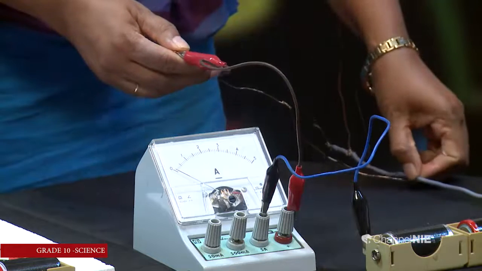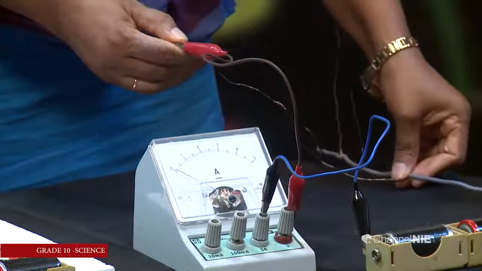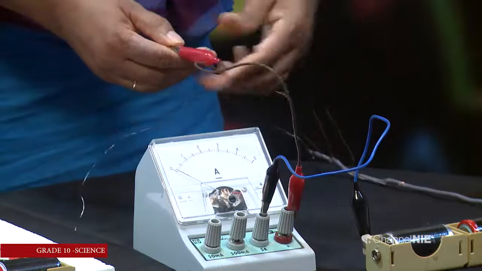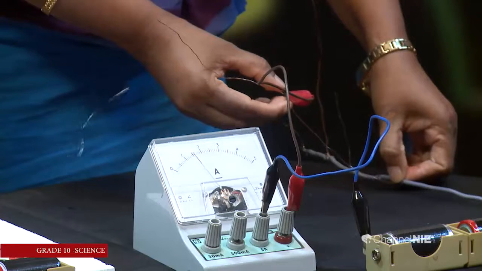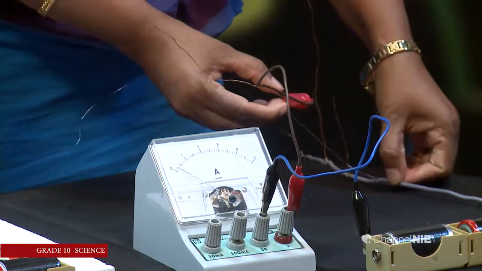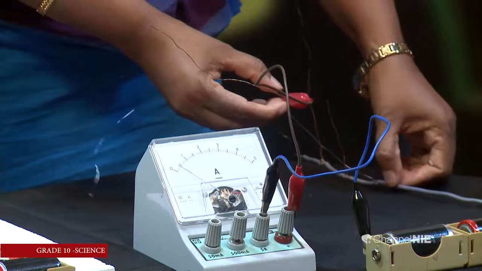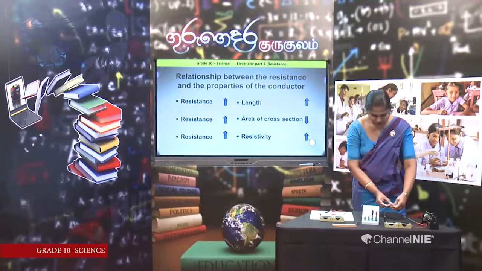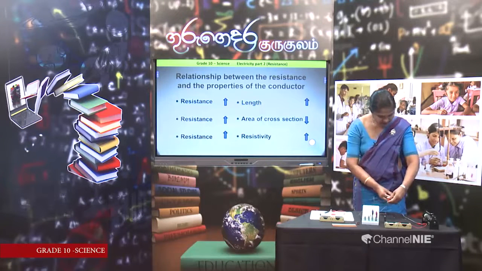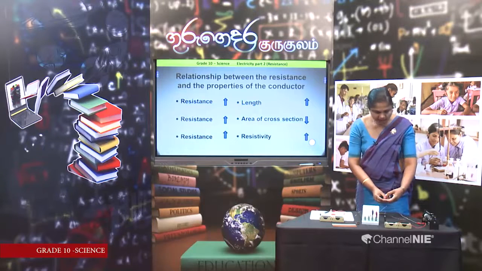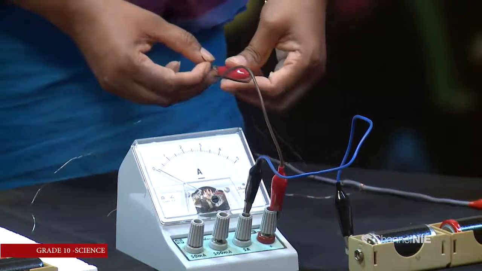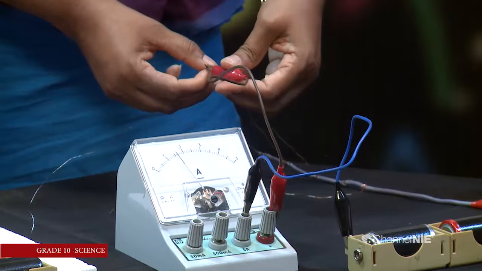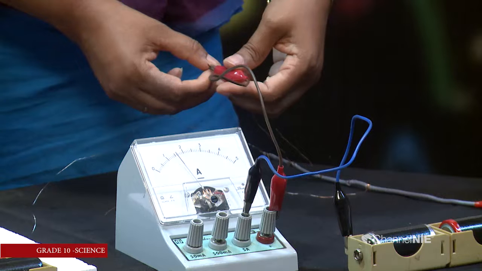Right. When the copper wire is connected, see the ammeter reading. Okay. Now, I am going to show you what happens when we connect the circuit to a copper wire with a high diameter, high cross-sectional area. See, the ammeter reading is 1.5.